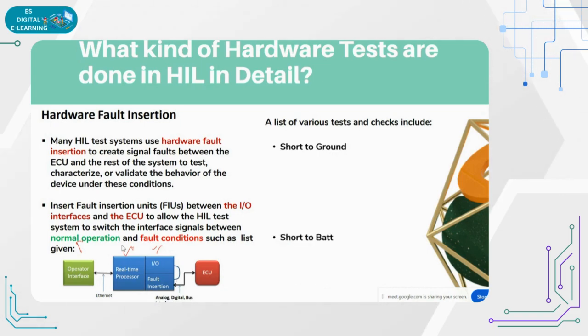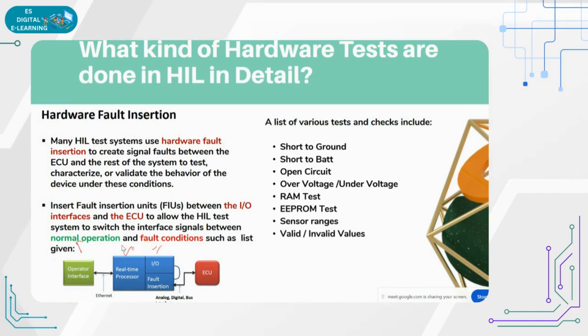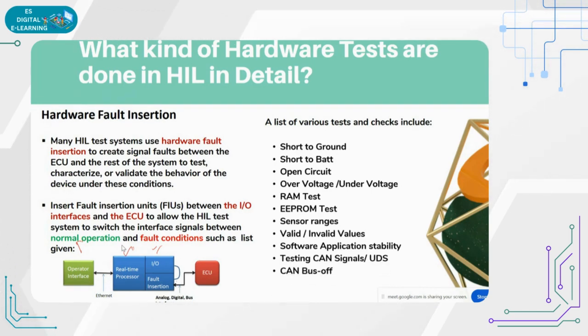Short to ground, short to battery, open circuit, over voltage or under voltage, RAM test, EEPROM test, sensor range, meaning invalid values, software application stability, testing of the CAN signals and the diagnostics, CAN bus off. So these are the hardware interactions. We'll do shorting of the battery, shorting of the ground, and check whether, with UDS service 19, we are able to read the fault or not. So those are the kind of hardware fault insertion. We'll do it in the HIL bench.